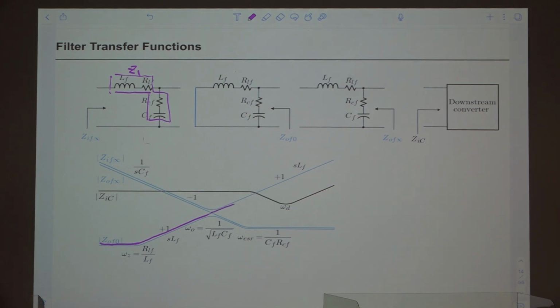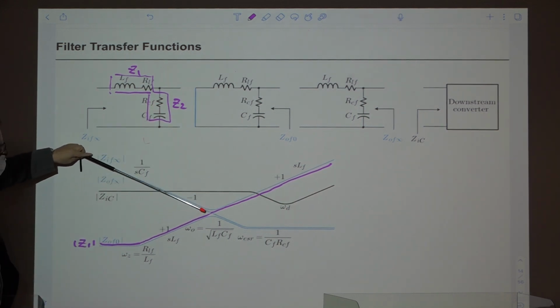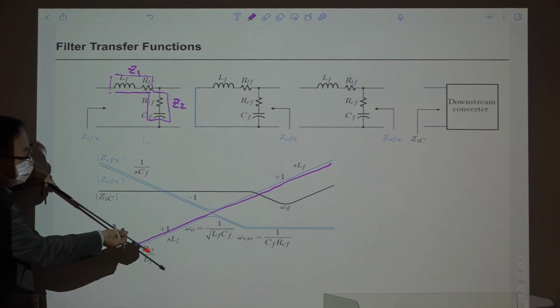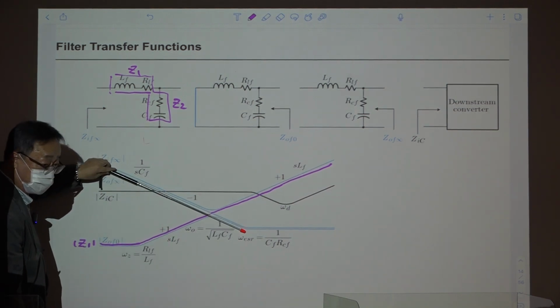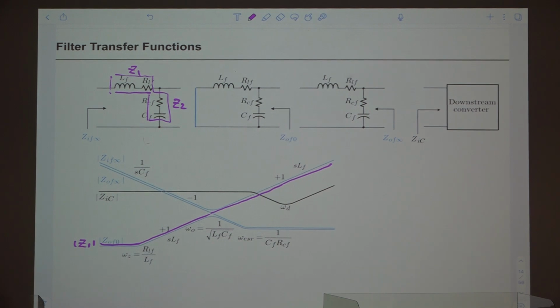This is G1. The other one is G2. G2 is also a series connection of this capacitor and this ESR. So at low frequencies, you have this slope of the capacitor, and at high frequencies, there is the ESR 0. Okay, so the asymptotic curve of G2 is this.